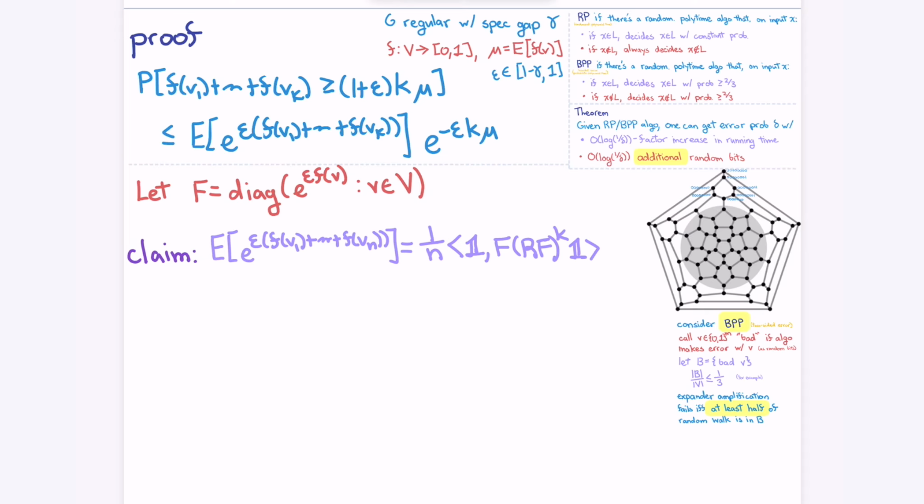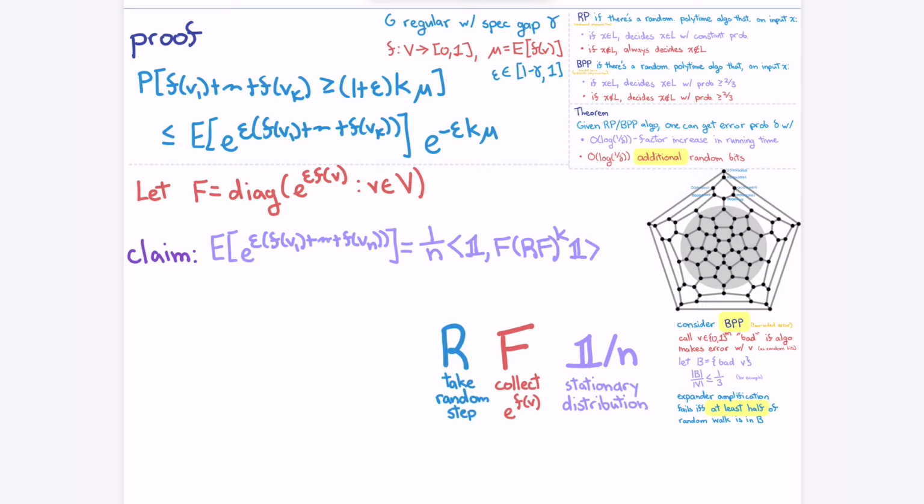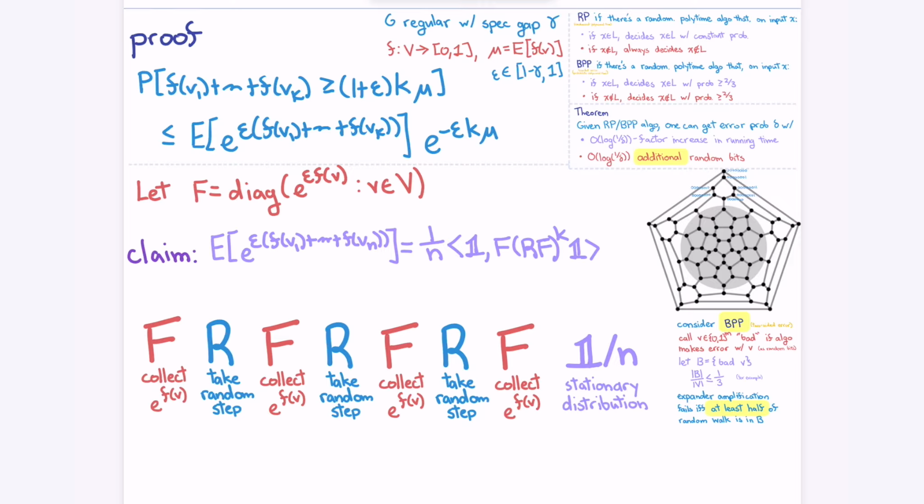Okay, so I drew a picture to try to visualize this. You start at the stationary distribution, right? And then wherever you are, you're going to collect some points. So that applies f, right? F is like the points on the diagonal. And then you take a random step, and then you collect more points. You take a random step, you collect more points, random step, collect more points. And then, summing them all up at the end is sort of like aggregating everything.